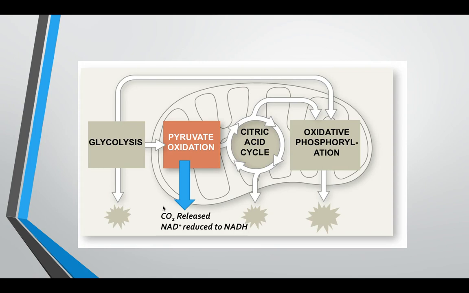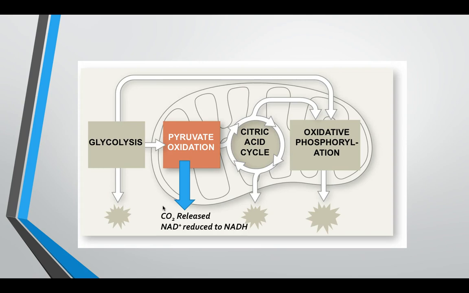When pyruvate is oxidized, it is going to reduce nicotinamide to NADH. Carbon dioxide will also be released at this process. Remember, pyruvate is a 3-carbon compound. When I oxidize pyruvate to acetyl coenzyme A, I am creating a 2-carbon compound. So, where does the other carbon go? It's released in the form of carbon dioxide as a byproduct.